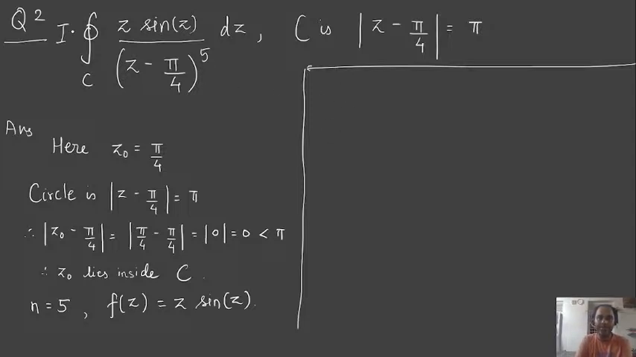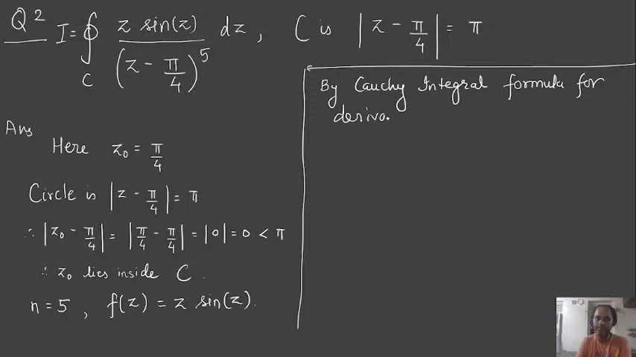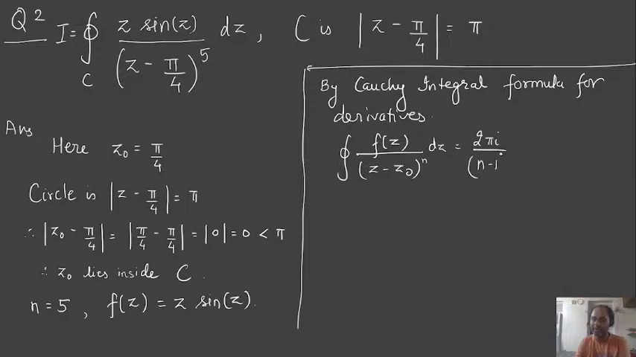So this is a question I. By Cauchy integral formula for derivatives, we will have the integral of f of z over z minus z naught to the power n dz is equal to 2 pi I over n minus 1 factorial, with d by dz taken n minus 1 times, that is the n minus 1 th derivative of f of z, which we evaluate at z equal to z naught. This is the formula that we have.